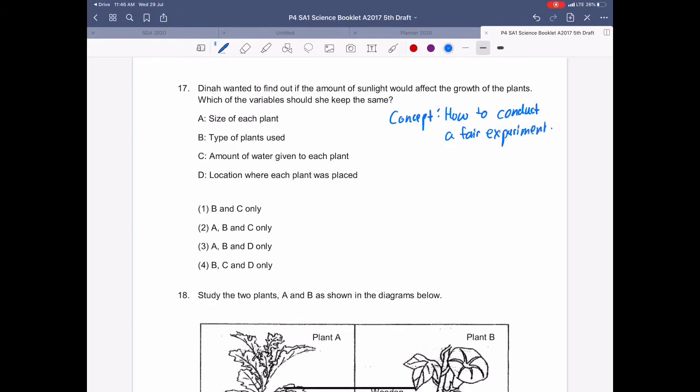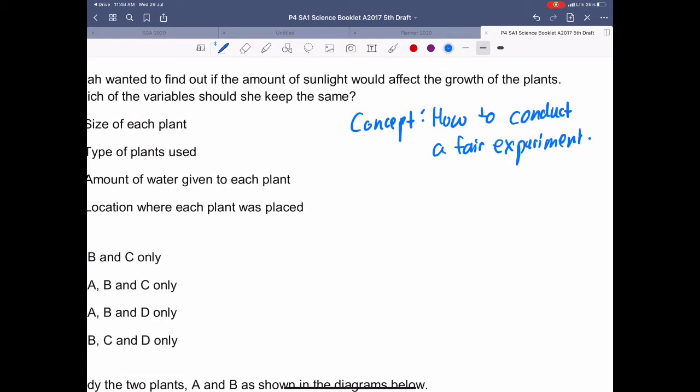So this is actually a very common question that always comes up for exam. Okay, so you need to understand that in order to conduct a fair experiment, there can only be one change variable. Now, what do I mean by change variable? Change variable, that means the factor that you want to change. And this change variable is usually connected to the aim of the experiment on what you want to find out.